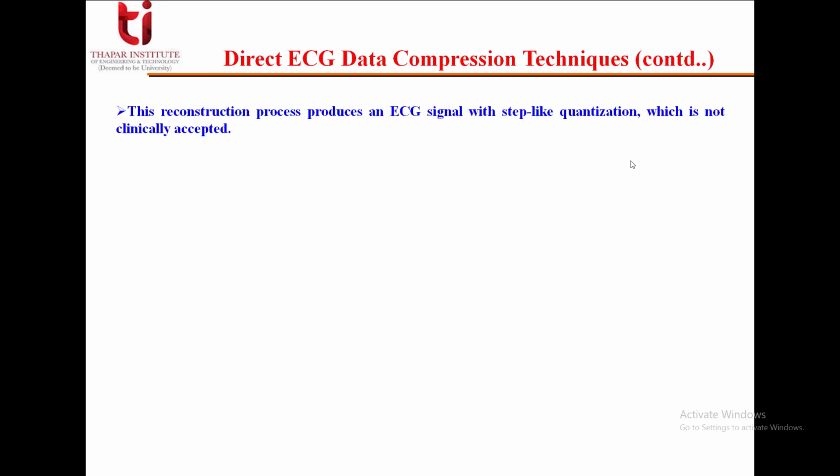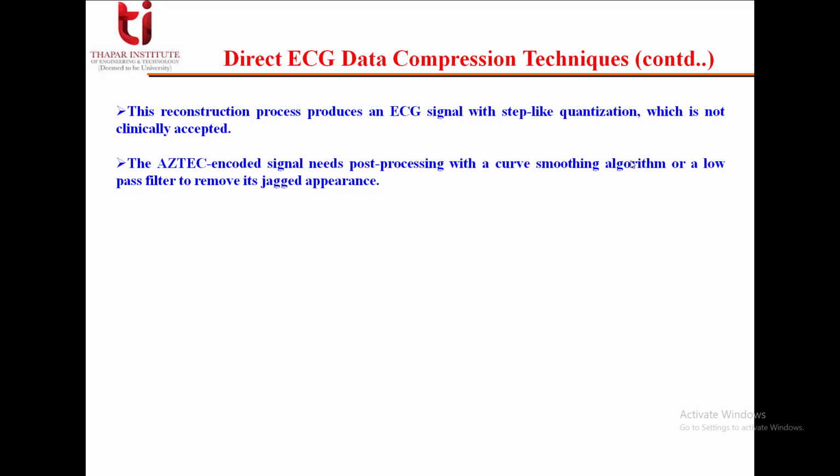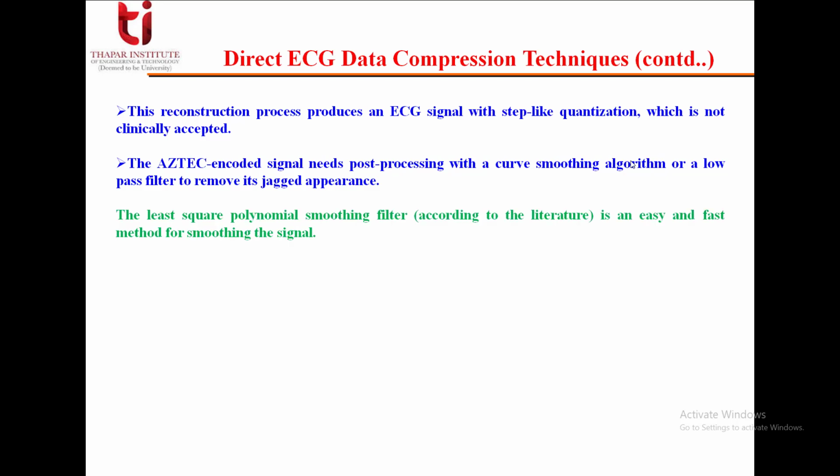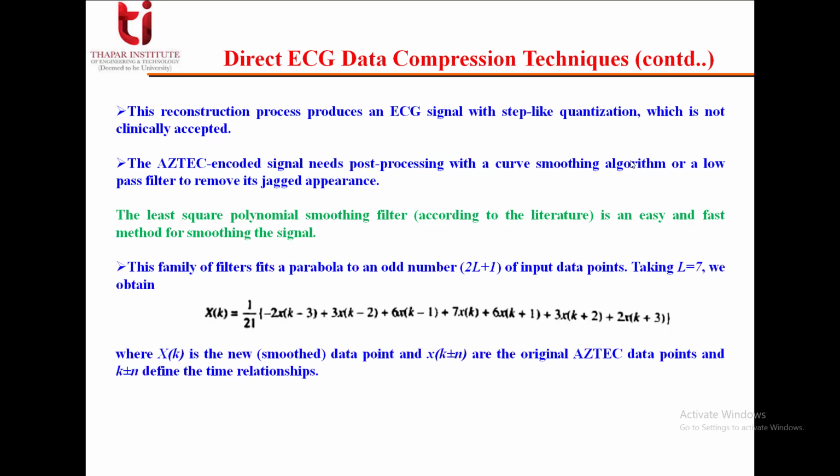This reconstruction process produces an ECG signal with step-like quantization which is not clinically accepted. So this AZTEC encoded signal needs post-processing with a curve smoothing algorithm or a low-pass filter to remove its jagged appearance. The least square polynomial smoothing filter, according to literature, is an easy, fast method for smoothing the signal. This family of filters fits a parabola to an odd number, that is 2L+1, of input data points. Now let's suppose we are taking L equal to 7.